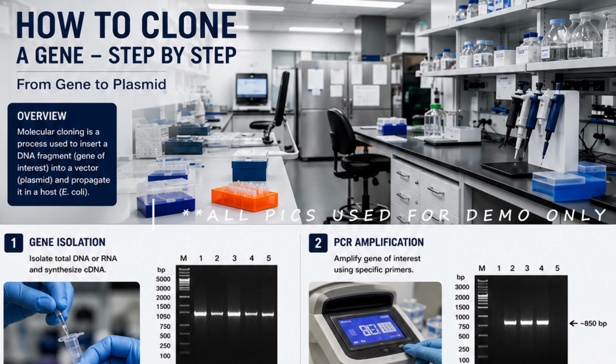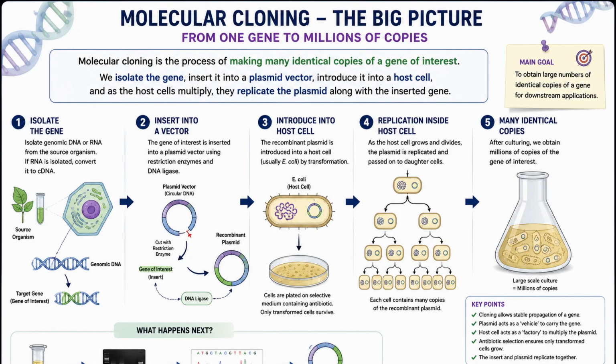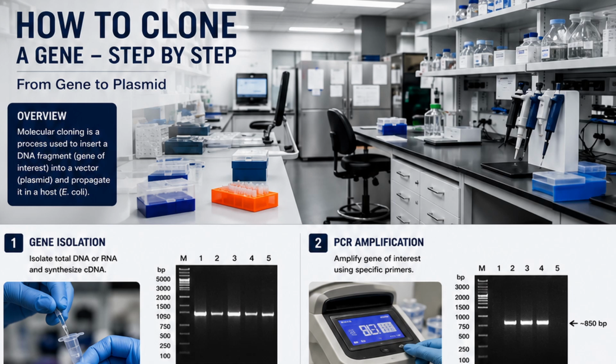Now, molecular cloning is the process of inserting a DNA fragment, that is your gene of interest, into a vector or plasmid so that it can be replicated inside a host cell like E. coli. The goal is to produce millions of copies of the gene or express the protein it encodes. Now there are many steps to it.